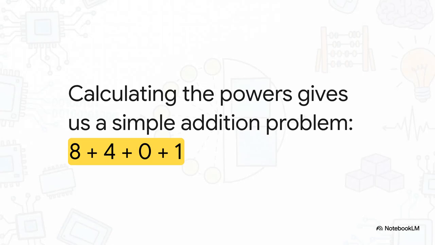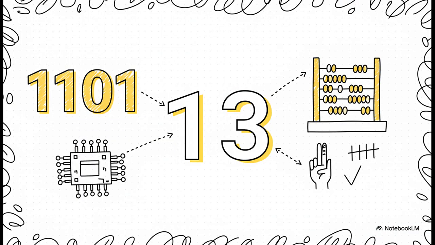Once you calculate all those little multiplication problems, you're left with a super simple addition. We've got an 8, a 4, a 0, and a 1. All we have to do is add them up. And there it is. Add them together, and you get 13. So that binary number, 1101, is just the computer's way of writing 13. See, it's not a different amount of stuff. It's just a totally different language for describing it.